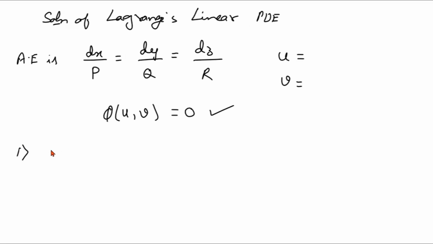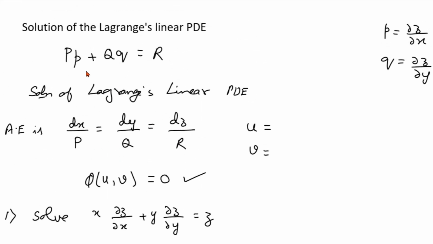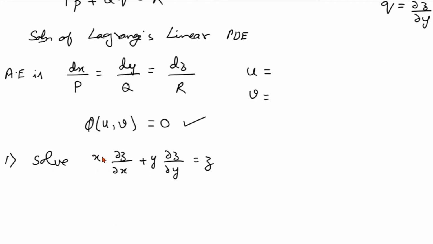So let us take the first question. Solve x into dou z by dou x plus y into dou z by dou y is equal to z. Now we need to check whether this given equation is in the form of Pp plus Qq is equal to R. We know dou z by dou x is nothing but the p value, and dou z by dou y is nothing but the q value. So already you have small p and small q. In this equation, x will be acting as your capital P, y will be acting as your capital Q, and z will be acting as your capital R. So this equation is in the form of Pp plus Qq is equal to R. So you can write down the solution.